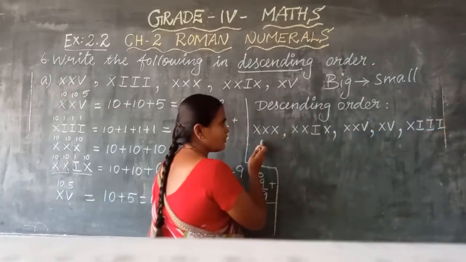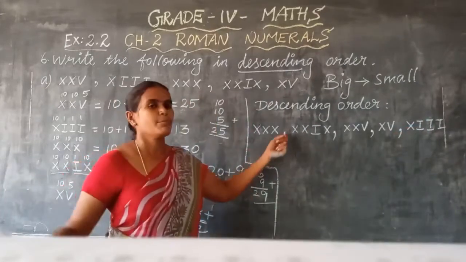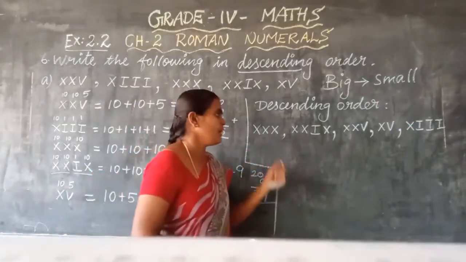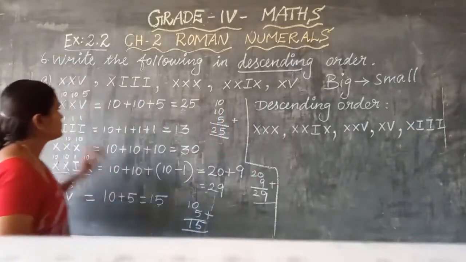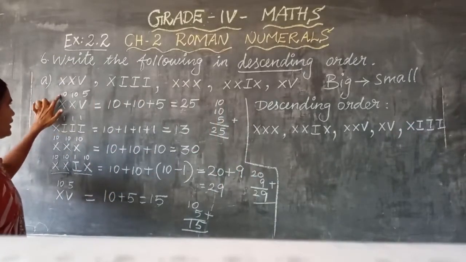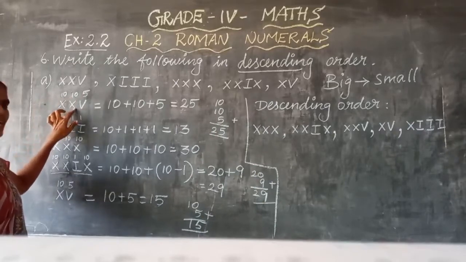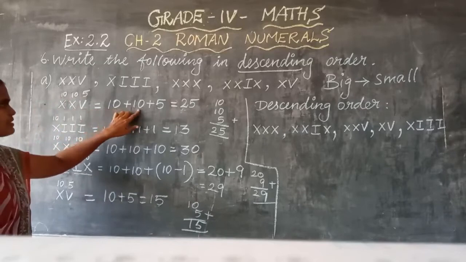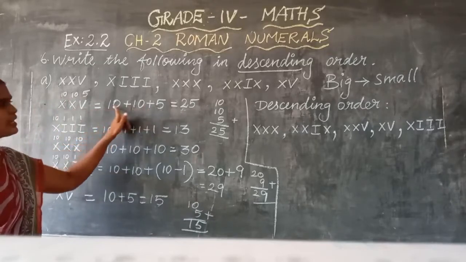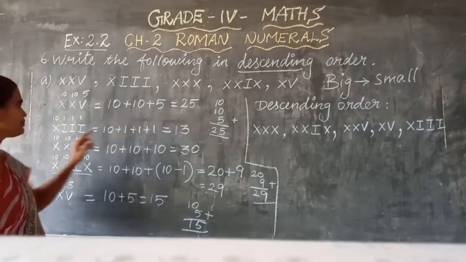So here big number to small number. Descending order means big number to small number. Okay. So see here, XXV. X value 10, V value 5. Repeated means addition. So 10 plus 10 plus 5. 10 plus 10, 20. 20 plus 5, 25.